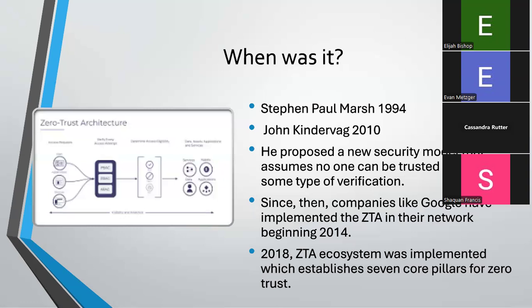Moving on to when it was created. In April 1994, the term zero trust was coined by Stephen Paul Marsh in his doctoral thesis on computer security at the University of Stirling. A quick rise of ZTA began in 2010 with Google's BeyondCorp initiative. The goal was to move away from perimeter-based security and legacy networks in favor of providing employees access to any device without the need for a VPN.